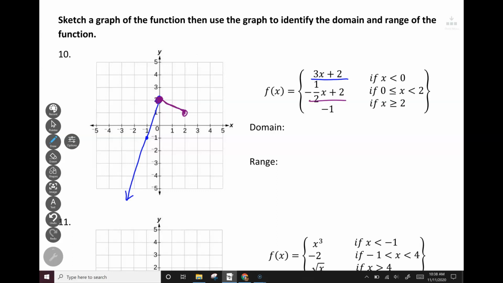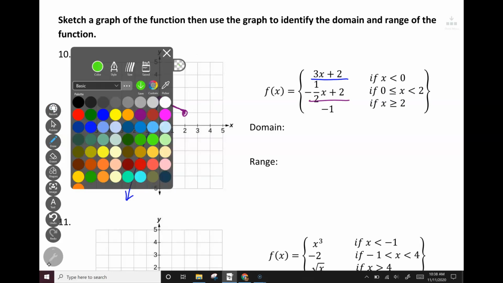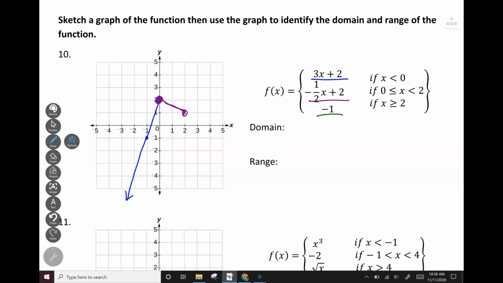All right, now we'll do the third part of our equation. I'm going to use a different color for -1. So f of x equals -1, which means y equals -1, for x is greater than or equal to 2. So we're down here at -1. And that's just going to be a horizontal line, but only greater than or equal to 2. So I'm only moving to the right of that 2. I get a closed circle there because it has the equal to. And that's it.